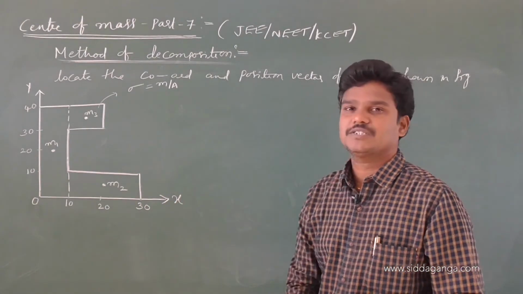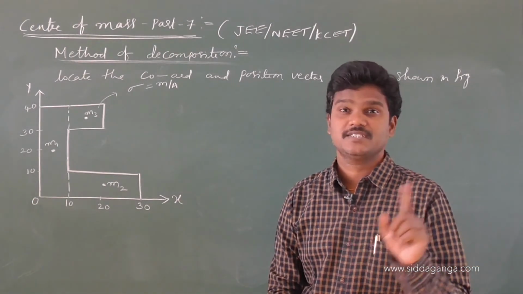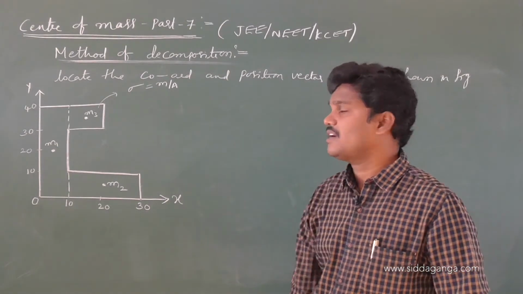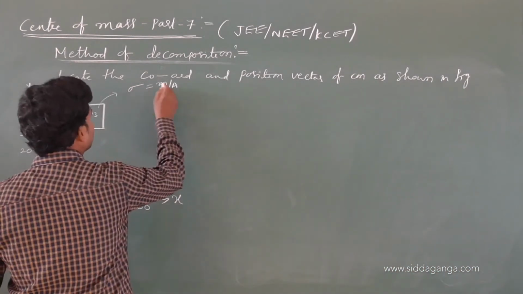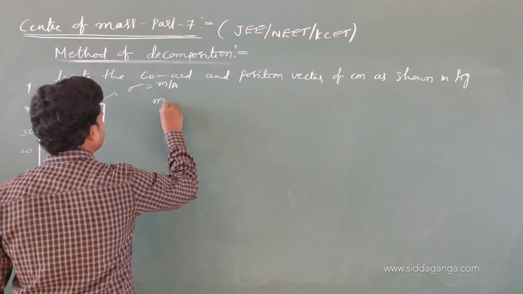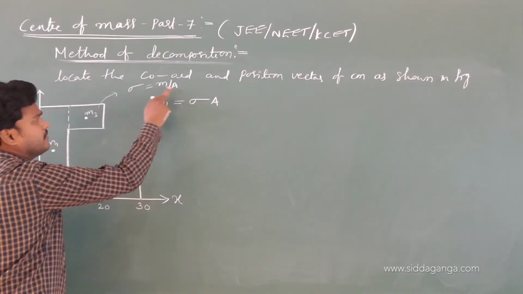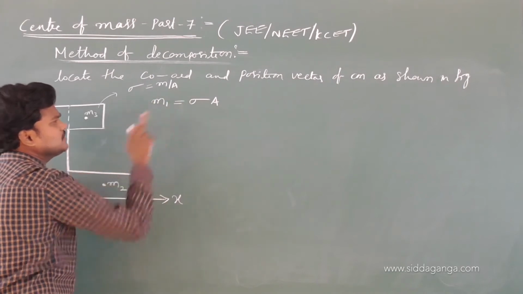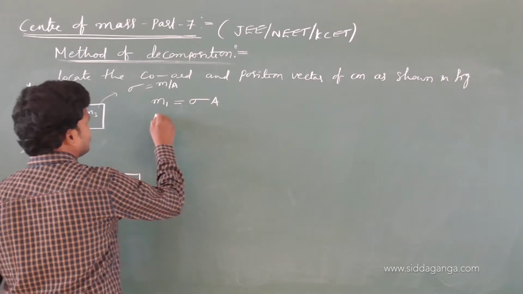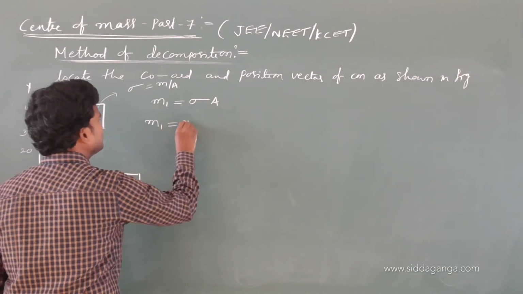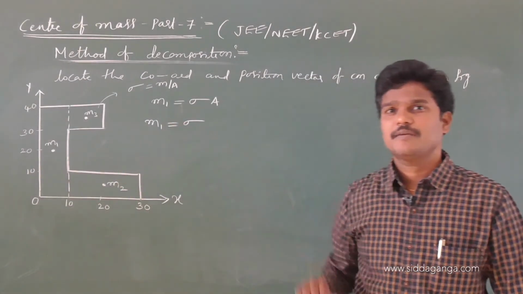Now, coming to the M1 mass. Is mass given here? No, but they gave the density. Areal density, sigma, is given. Let us convert this mass into a density term. So sigma is what? Mass per unit area. Let me write M1 as sigma into area. What is M? M is sigma into area. What is this sigma? Mass per unit area. Now M1 we can write as sigma times area. Sigma is constant for this given lamina.